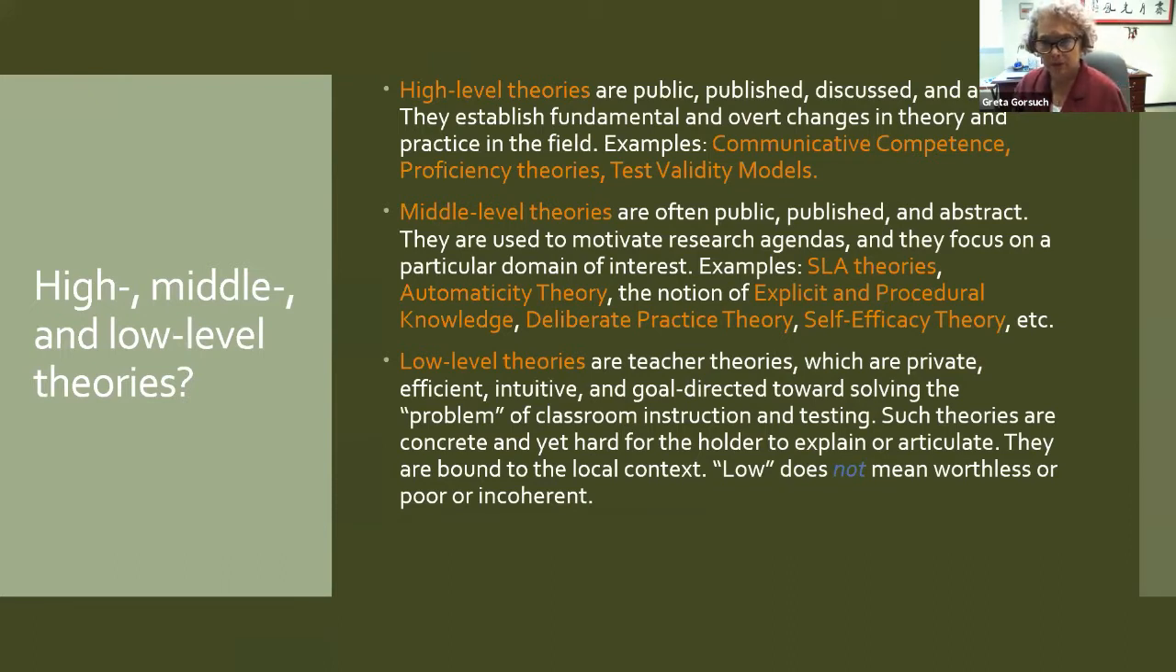Then we have middle-level theories, and they're often public, published, also abstract. They're used to motivate research agendas, and they focus on a particular domain of interest. Here are some examples: second language acquisition theories, anything Krashen talks about, anything Ellis talks about, for example. Automaticity theory, and the notion of explicit and procedural knowledge, deliberate practice theory, self-efficacy theory, and other theories. These are middle-level theories, okay?